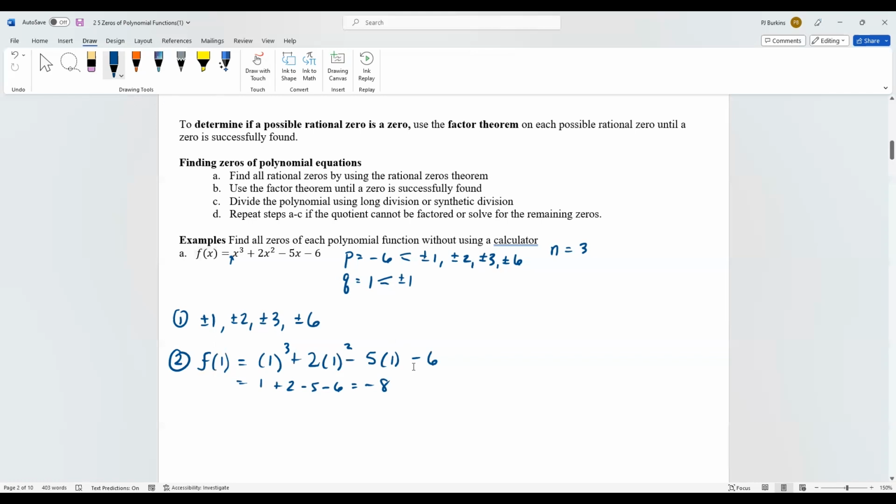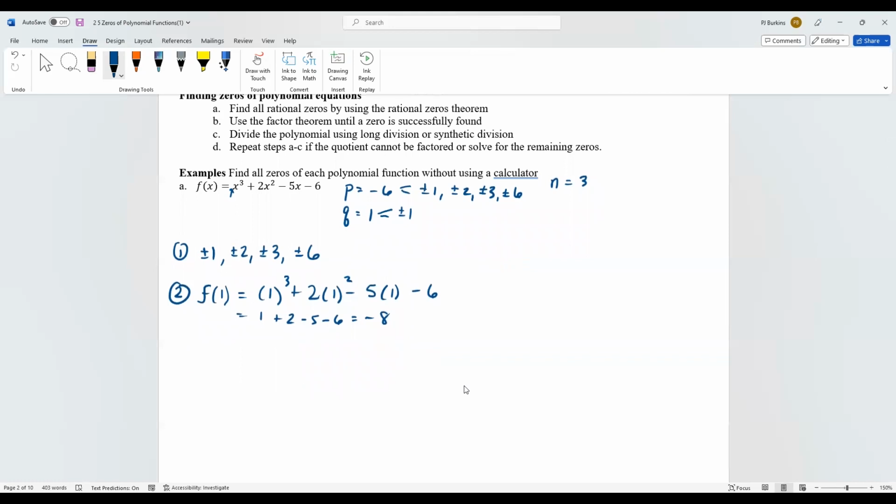Okay, let's try a different value. Maybe let's go ahead and try negative 1. Negative 1 cubed, plus 2 times negative 1 squared, minus 5 times negative 1, minus 6. So that's going to give me negative 1. Negative 1 squared is positive, times 2 is plus 2. Negative 5 times negative 1 is plus 5. And then we have minus 6. So it looks like we have 5, 6, 7, and then minus 7. So this one looks like it works. So I get a 0.